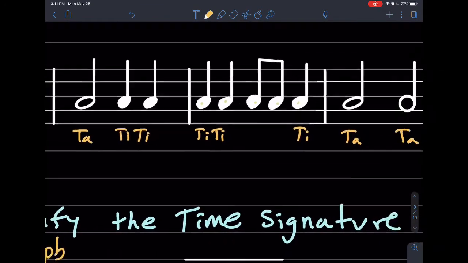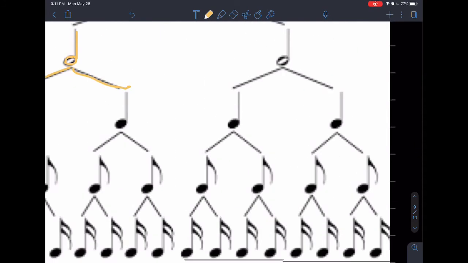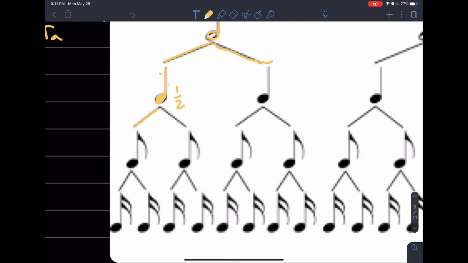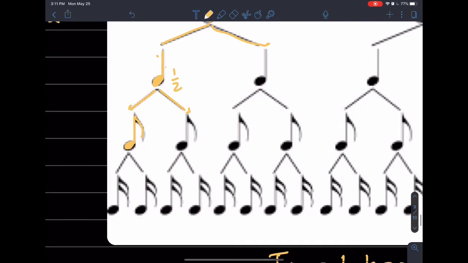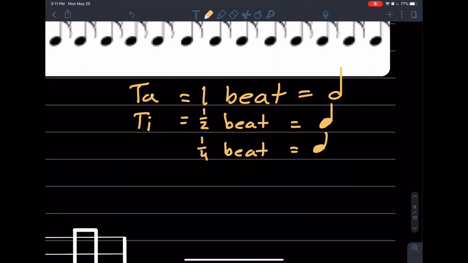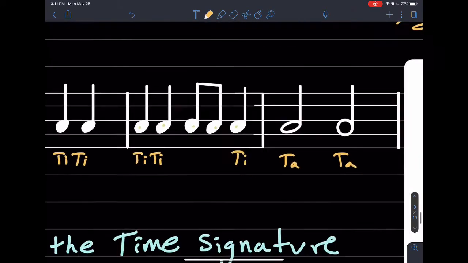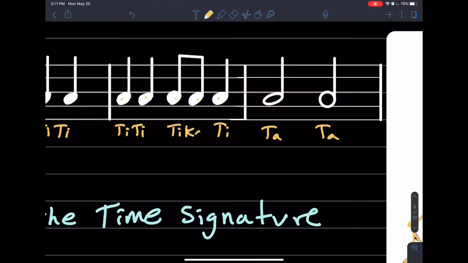Okay. Now, what if we see something that's worth a quarter of a beat? Well, first we have to find out what is actually worth a quarter of a beat. In this case, it's our eighth notes. In 2/2 time, eighth notes are worth a quarter of a beat. And let's write that down here in our little legend. Awesome. We're going to say ti, or ti-ka if there's 2 of them. In this case, there are 2 of them, so we're going to say ti-ka.